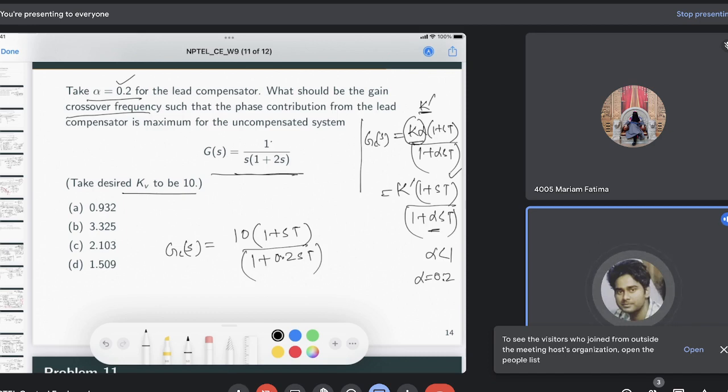Just keep it in alpha also; we will put in the alpha value later. This is the compensator that can achieve the desired velocity error. What we are asked is that we want the gain crossover frequency to be such that the angle contribution from this compensator is maximum there. We already know the frequency at which the angle contribution of this compensator will be maximum, which we discussed earlier.